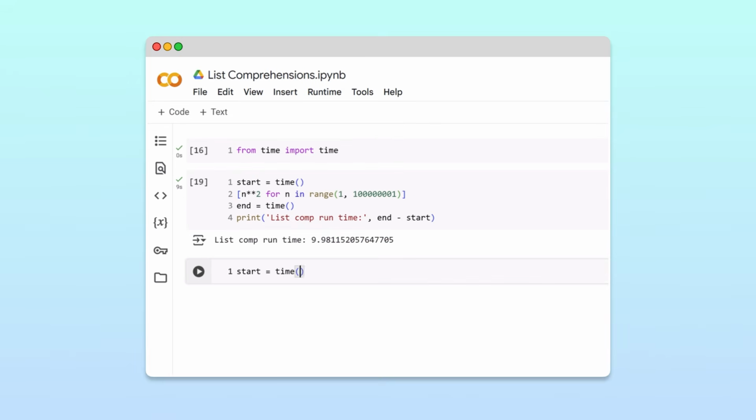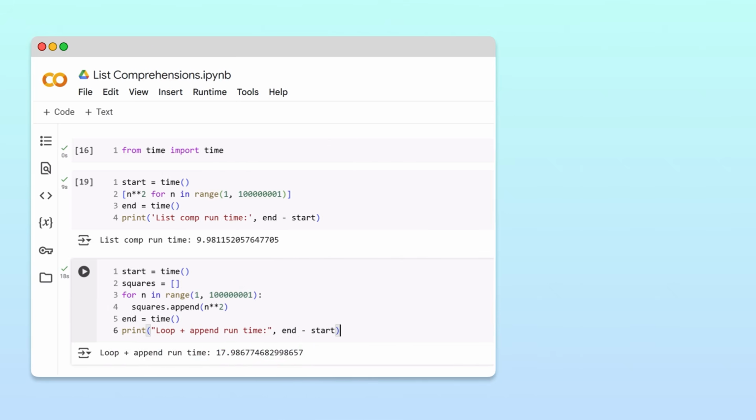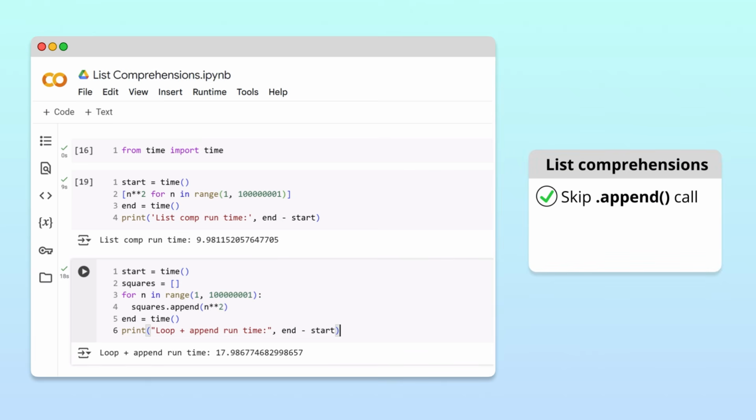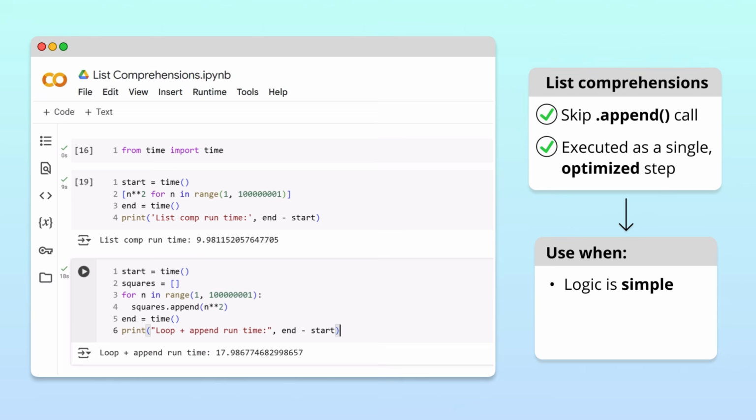On the other hand, if we write a for loop to square the same numbers, recording the start and end times, it takes about 17 seconds to run. List comprehensions typically run much faster than the equivalent for loops because they skip the overhead of method calls like append and execute the entire operation in a single optimized step. To take advantage of these performance gains and write more concise code, it's a good idea to use list comprehension when logic is simple and transforms or filters items in a sequence.